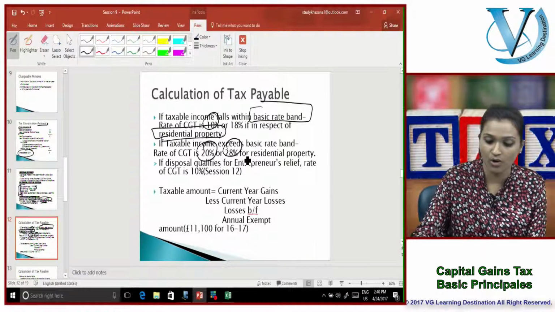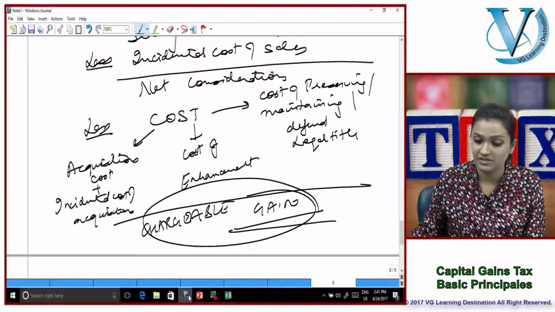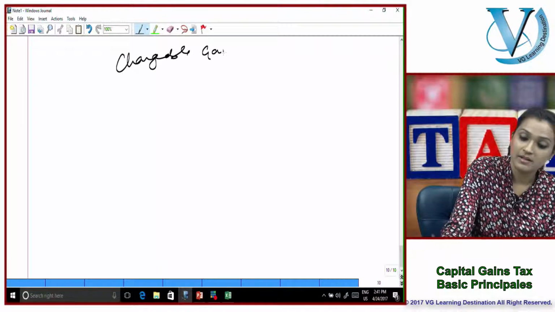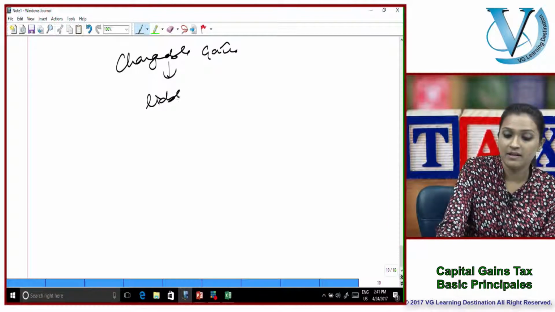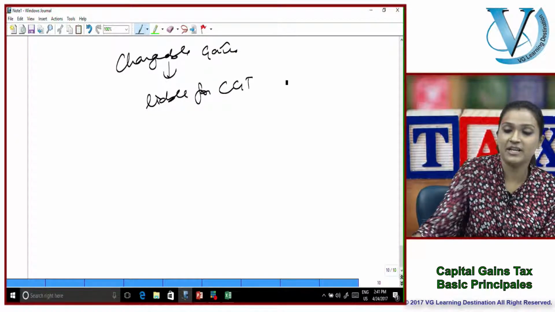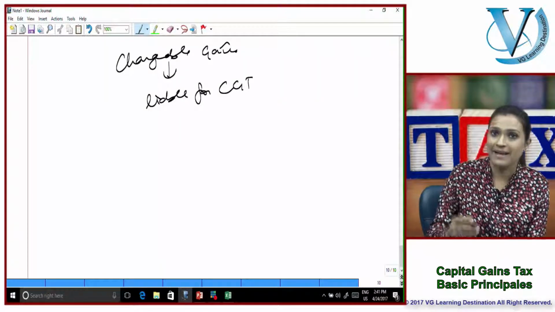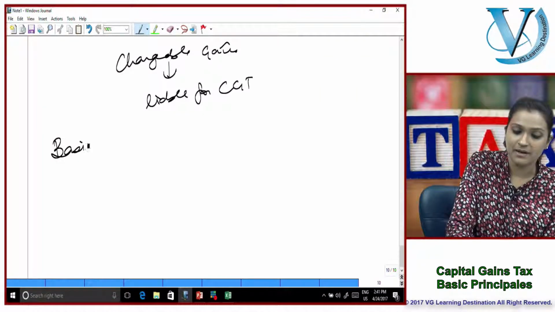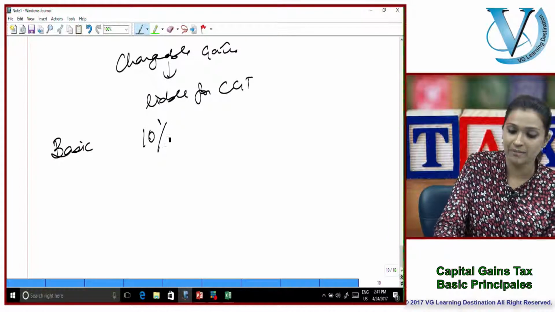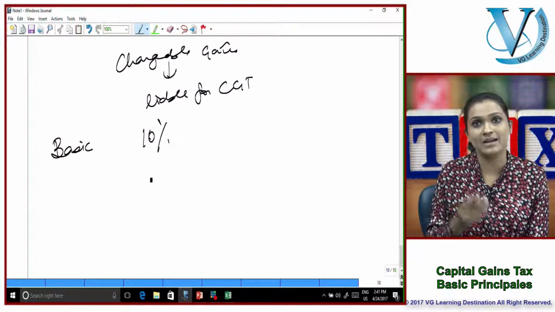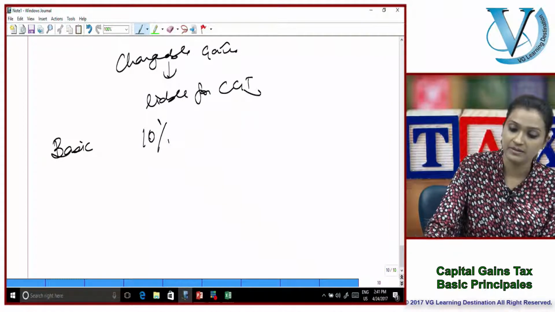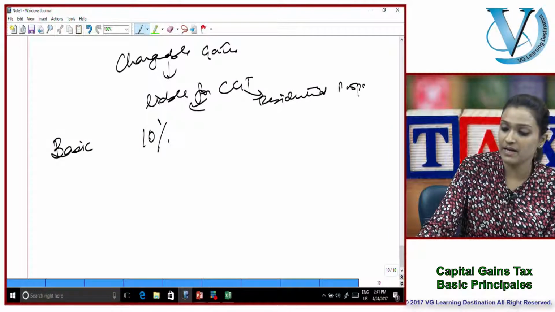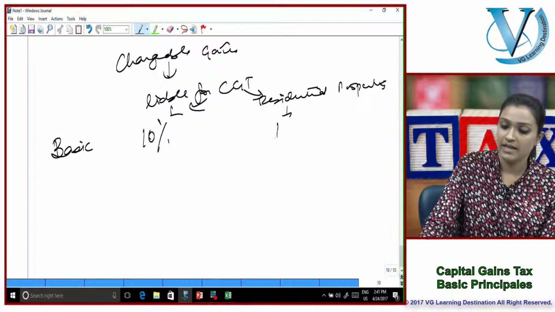So very, very simply, what do we have? You calculate your chargeable gain. You're liable to pay CGT on it. What do you calculate depends upon what sort of band rate payer you are. If you're a basic rate taxpayer, the rate is going to be 10%. If the said chargeable asset under consideration is a residential property, then the same rate becomes 18%.